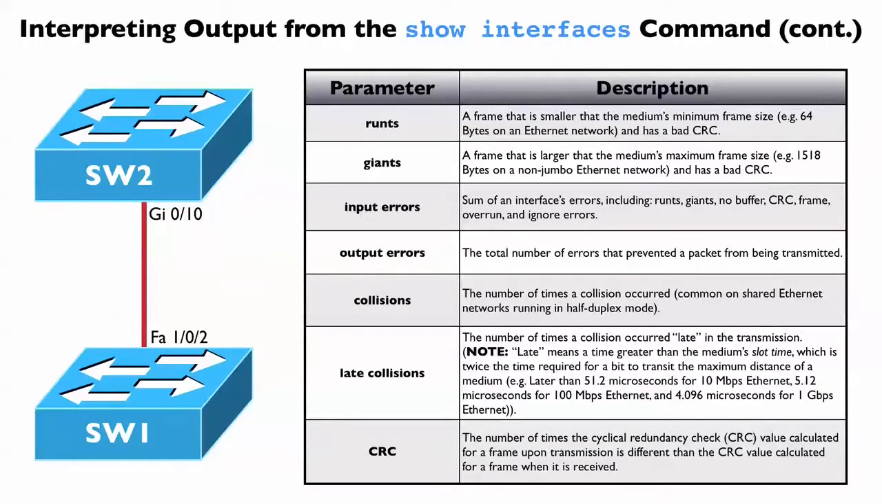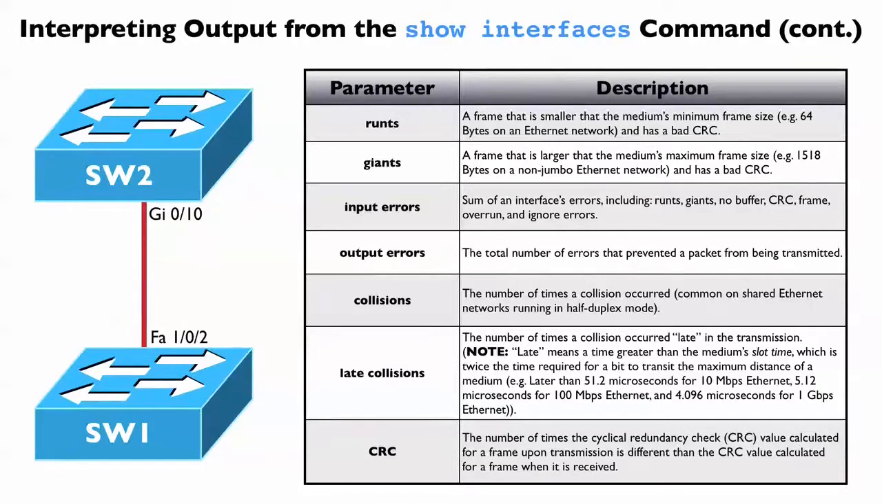And we can see totals. We can see the total number of input errors, the total number of output errors associated with an interface. And as you can see on screen, the input errors, we're summing up things like the number of runts that we have, the number of giants, no buffer, CRC, frame, overrun, and ignore errors. The output errors, that's the total number of errors that kept our packet from being transmitted.